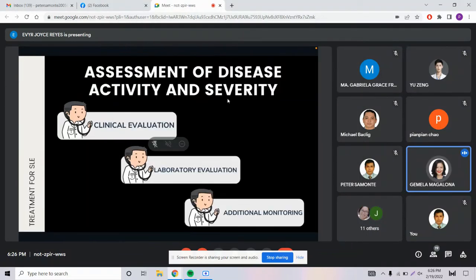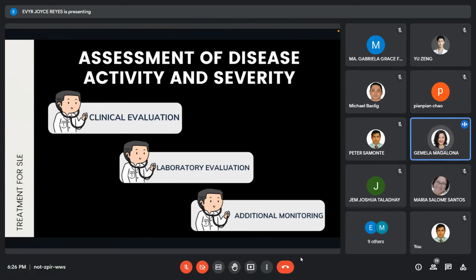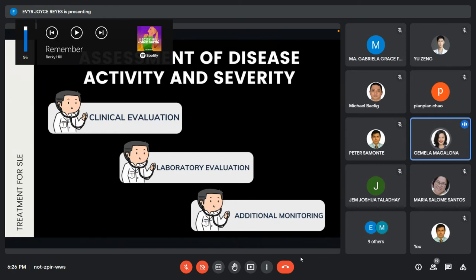Evaluation, laboratory evaluation, and additional monitoring. For the clinical evaluation, the examination of the body and review of the patient lab test results are used to determine the presence or absence of a medical condition. Next, please.